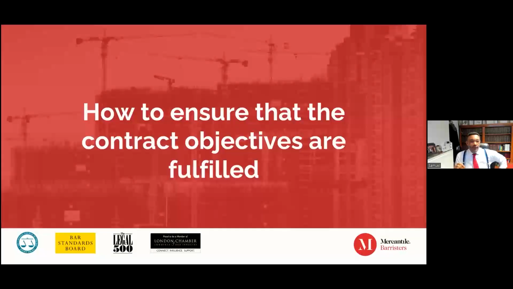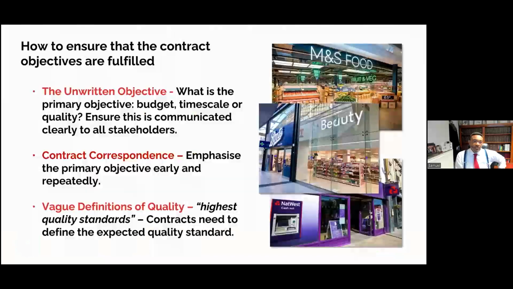Okay. First and foremost, how to ensure that the contract objectives are fulfilled. For a start, in every construction project that you are taking part in, there are written objectives of the contract and there are unwritten objectives of the contract. Now, every project that you are going to undertake will have three cardinal elements. The first one invariably will be the budget. In other words, what's the contract sum? How much is it going to cost to do?